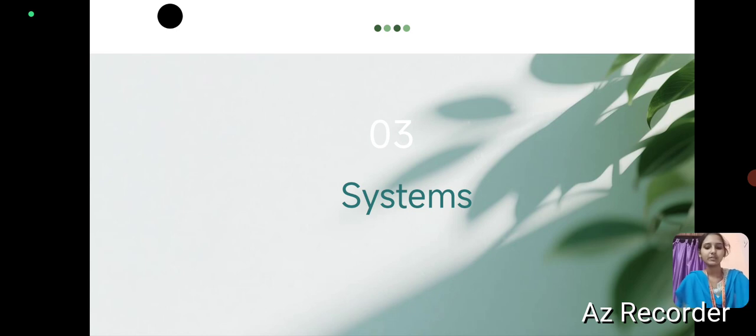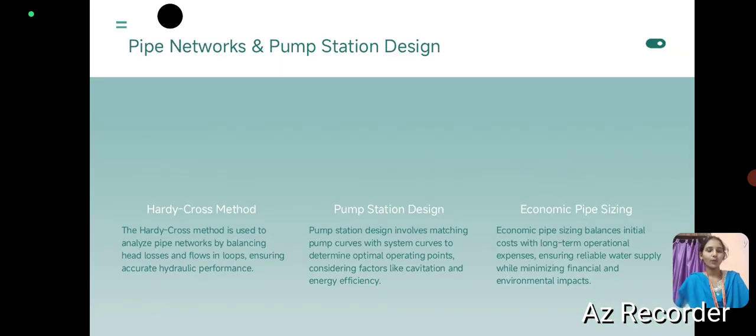Third one is systems. Water engineering also deals with the systems that move water, like pipe networks and pump station designs. One of the most important, pipe networks, includes the Hardy-Cross method. This method is used to analyze pipe networks by balancing head losses and flow in loops, ensuring accurate hydraulic performance. Next one is pump station design.